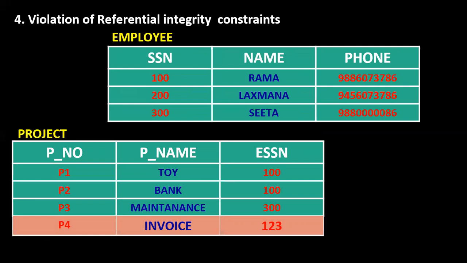Whenever we enter a foreign key value, that value should be present in the primary key table's SSN. If I go to the primary key table employee and match 123 with the SSN, is ESSN 123 available in the employee SSN? No. So it will say the foreign key constraint, that is, the referential integrity constraint, is violated because the parent key is not found for the value 123. So these are the four situations where insertion of a tuple into the table violates the constraints.